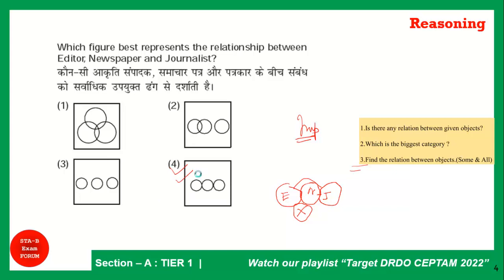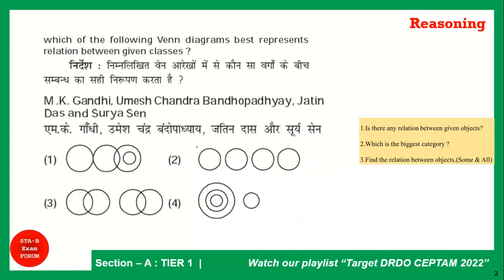Coming to the next question. Whenever you find a name kind of question, just go for option 2. Why? Because MK Gandhi cannot be Umesh Chandra Upadhyay or Jatin Das or Surya Sen. So there will be no relationship between these categories. This is MK Gandhi, this is Bandyopadhyay, this is Jatin Das, and this is Surya Sen. So there is no relationship between them.